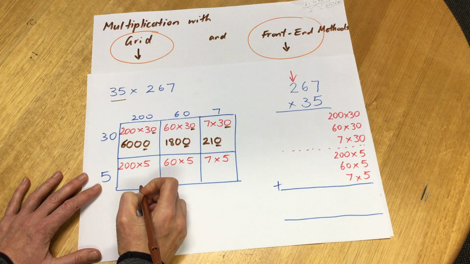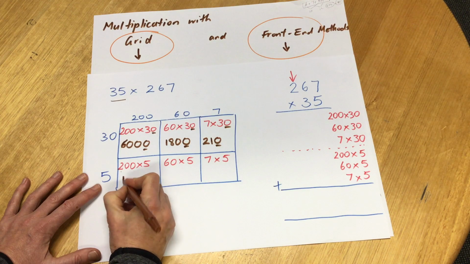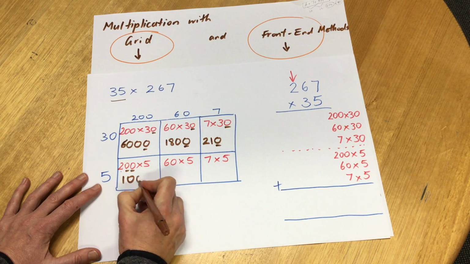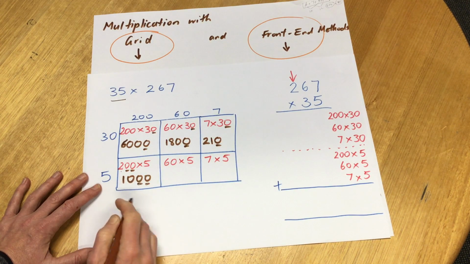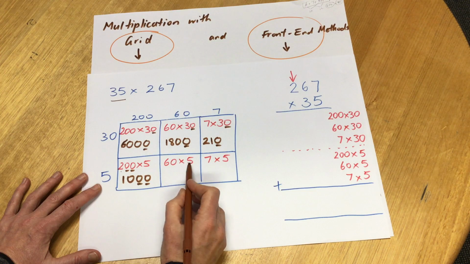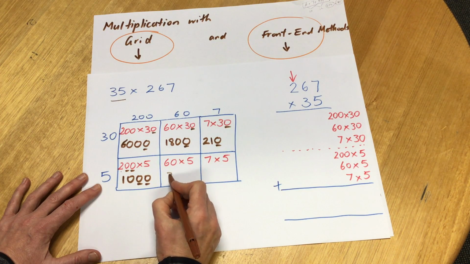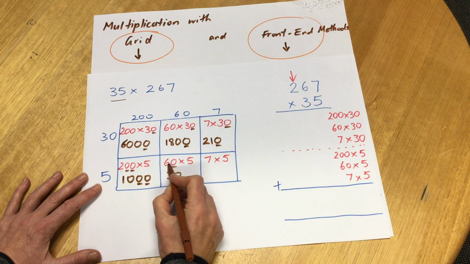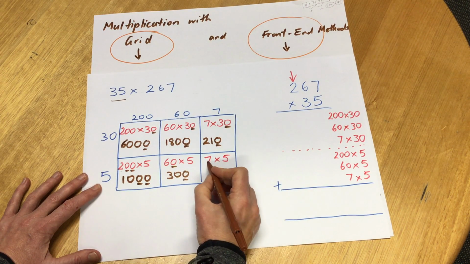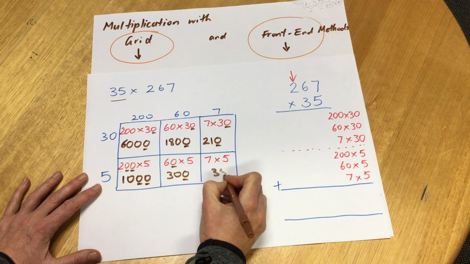200 times 5, 2 5s are 10, and I have to remember this 2 was 2 hundreds, so I've got to remember that I'm multiplying by hundreds, not just 2. 60 times 5, 6 5s are 30. The 60 is a 10, so I've got to remember that I've got my 10s there. And 7 5s are 35.